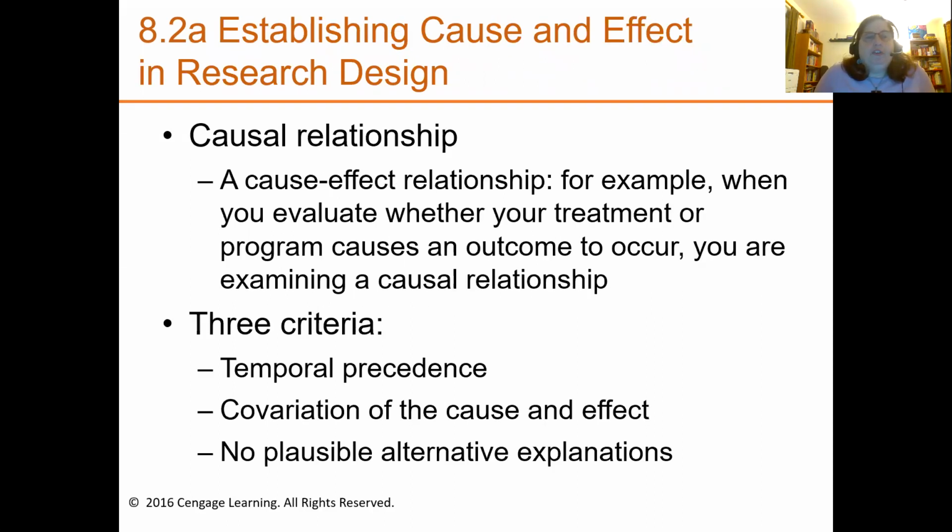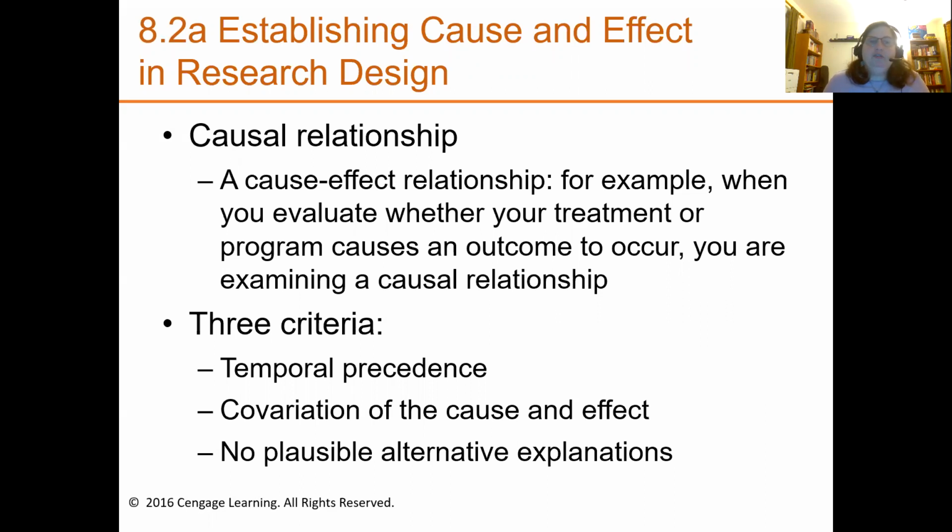Okay, so for example, when you evaluate whether your treatment or program causes an outcome to occur, you are examining a causal relationship. Now, in order to actually show causality, you have to have temporal precedence, which means your cause has to happen before your effect. Cause has to happen before your effect.